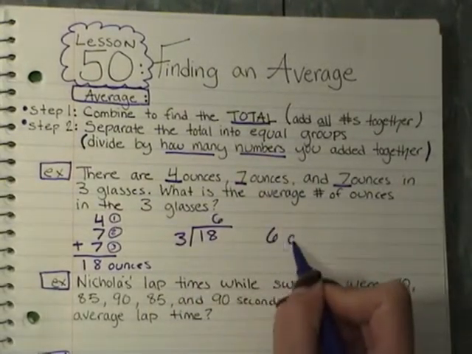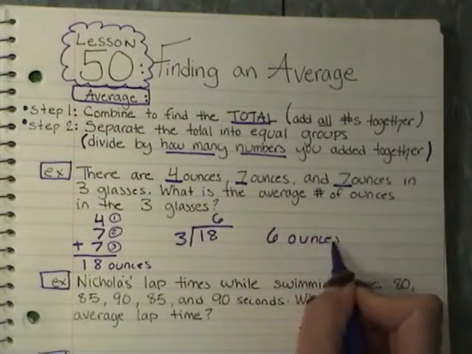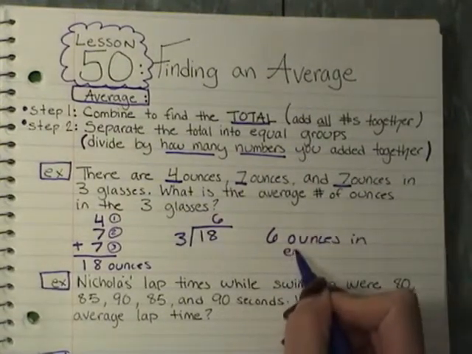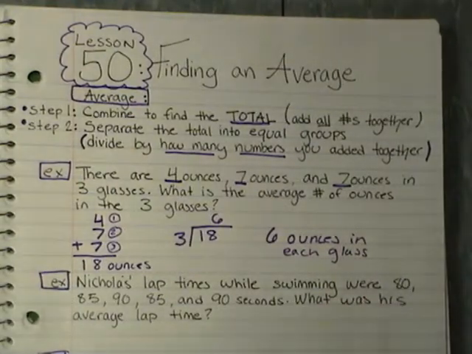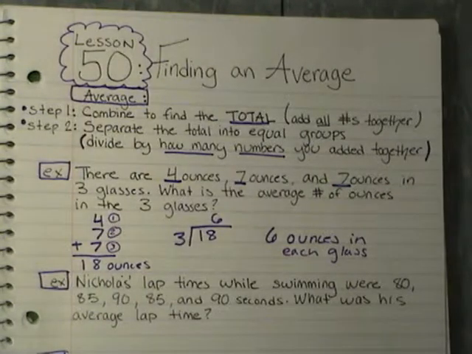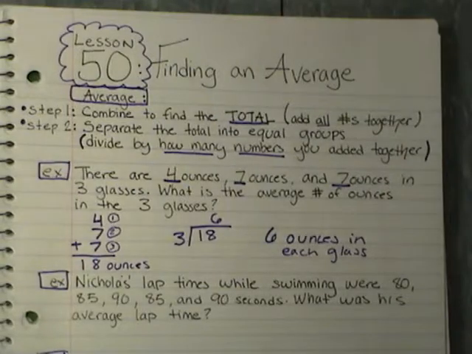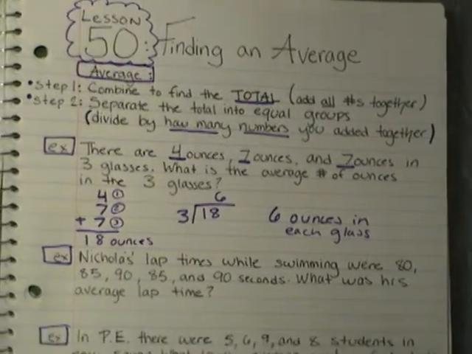So 6 ounces in each glass. So that's the average amount. That's when you average those numbers together, the average amount is 6. So add them all up, divide by how many you have, and then you have your average.